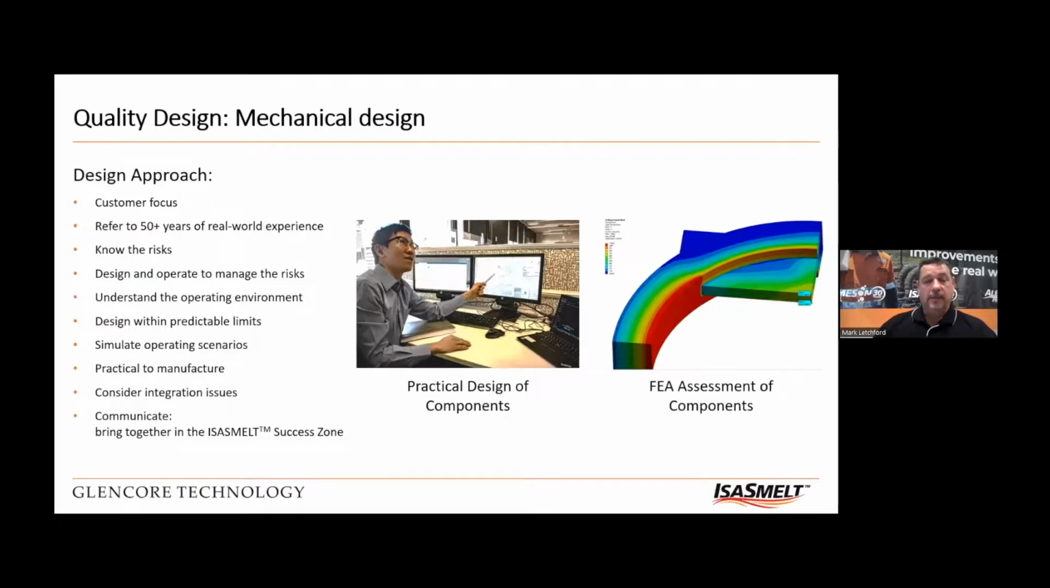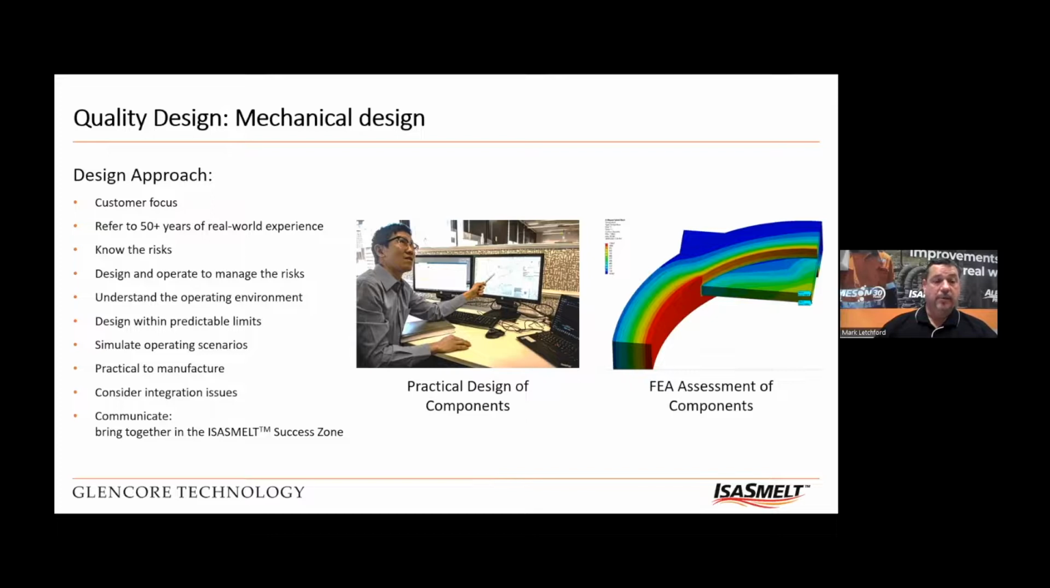In the design stage, step 3 is the mechanical design focus. So this is where we really get down to the nuts and bolts. So we maintain a customer focus based on the information gathered in the previous 2 steps. We refer to that 50+ years of real world experience that we've developed since ISA first started using these copper blocks. We know the risks, and then we design and operate to manage the risks.